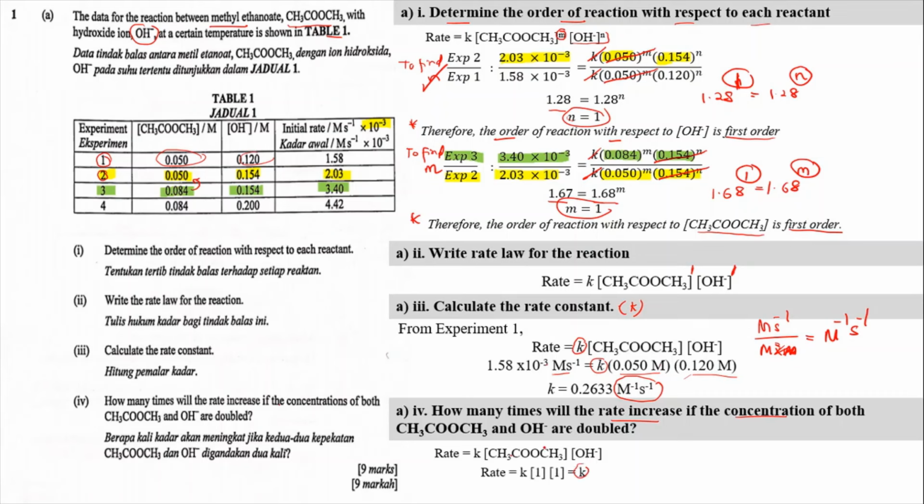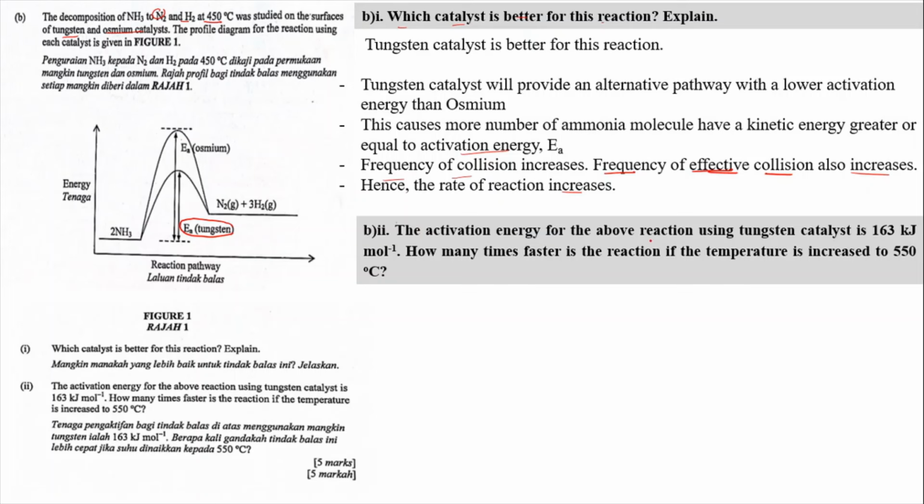Okay, and now for question B2, the activation energy for the above reaction using tungsten is 163 kilojoule per mole. So our activation energy here, which is EA, is 163 kilojoule per mole. And then we need to find how many times faster is the reaction if the temperature is increased to 550 degrees Celsius. Okay, so we can say that the rate constant K1 is unknown if the temperature is 550 degrees Celsius.